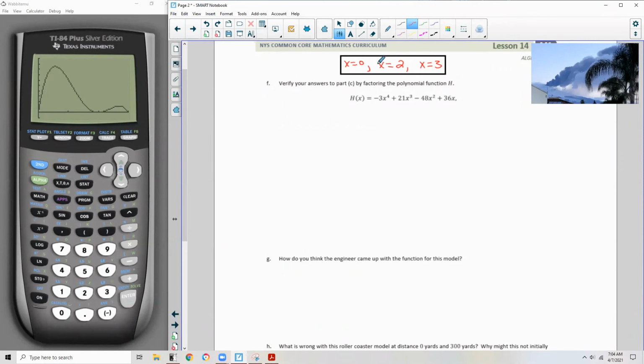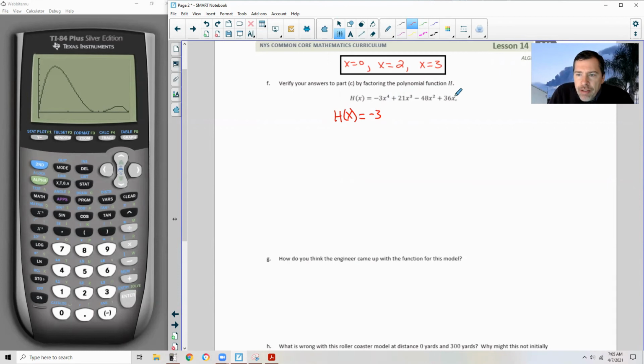Okay, page 2, part F says to verify your answers to part C, so I brought them over. We got x equals 0, x equals 2, and x equals 3. By factoring the polynomial function h. So h of x equals negative 3x to the fourth plus 21x cubed minus 48x squared plus 36x. So to factor this, I can say, well, 3 will go into 21, 3 will go into 48, 3 will go into 36. So I'm going to factor out a negative 3. So you'd write h of x equals, and factor out the negative 3. And this is x to the fourth, x cubed, x squared, x, and there's no constant.